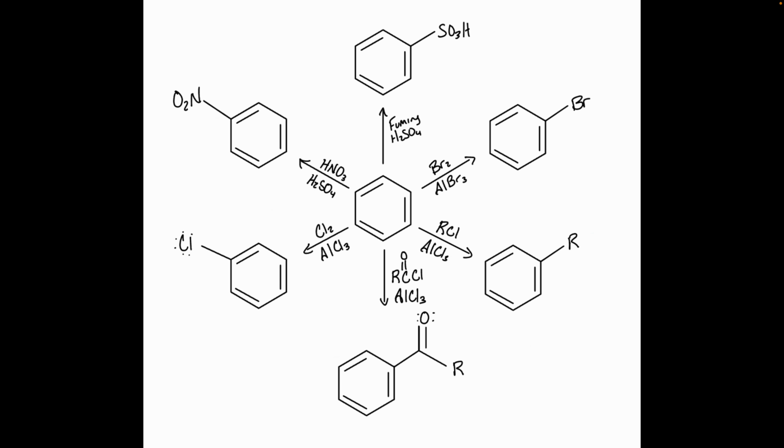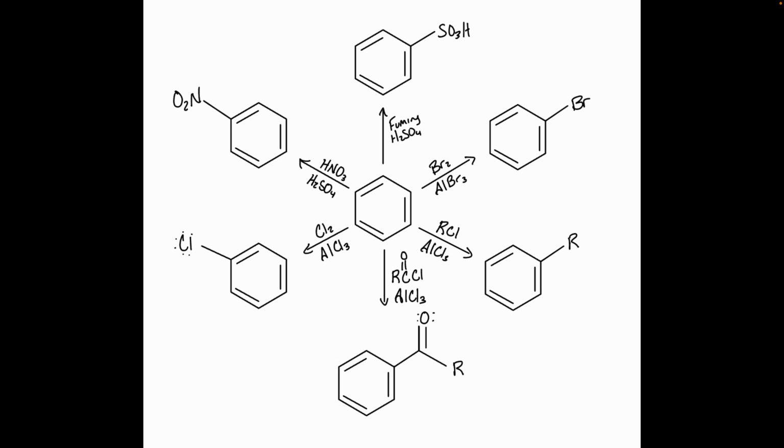So we have these 2 halogenation reactions. We can add a bromine or a chlorine to the ring. We have this nitration reaction where we add a nitro group, or a sulfonation reaction where we add this sulfonic acid group. And then we have these 2 Friedel-Crafts reactions that are creating a new carbon-carbon bond, one of them between the carbon on benzene and an alkyl group, and the other a carbon on benzene and a carbonyl carbon in what's called an acyl group.